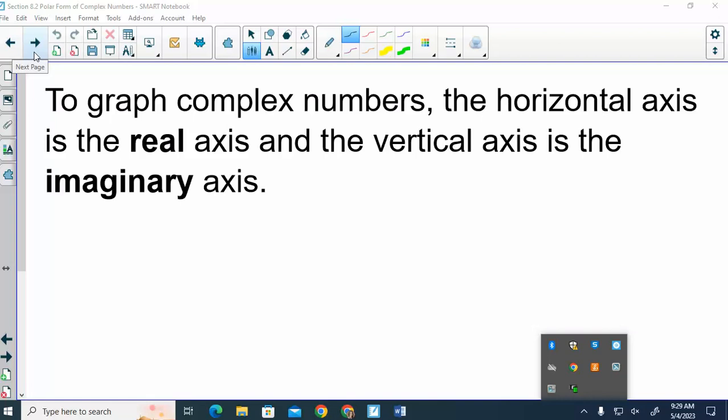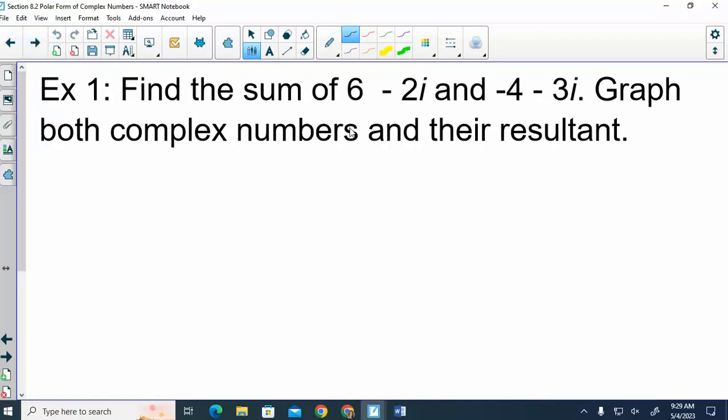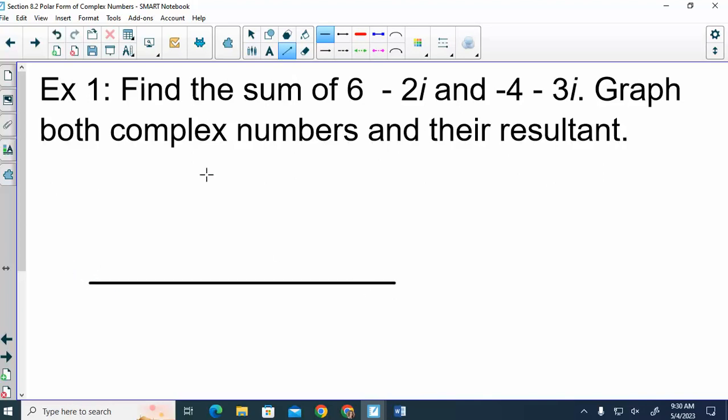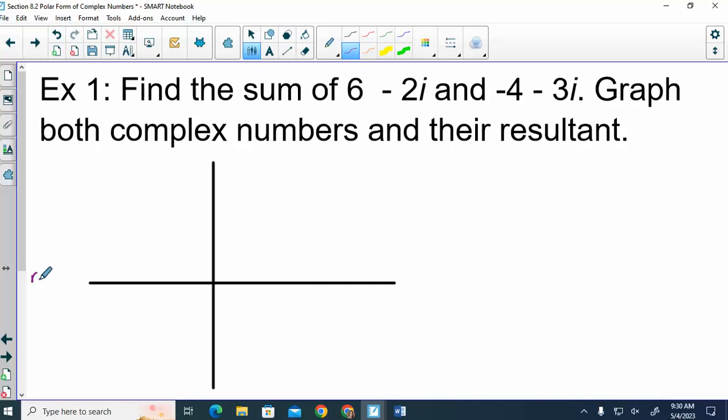We are used to seeing imaginary numbers in what's called rectangular form, which is just our typical a plus bi. So here are two imaginary numbers in rectangular form. I want to graph those to start with. If I am graphing them, the x becomes our real axis, and the y becomes the imaginary.